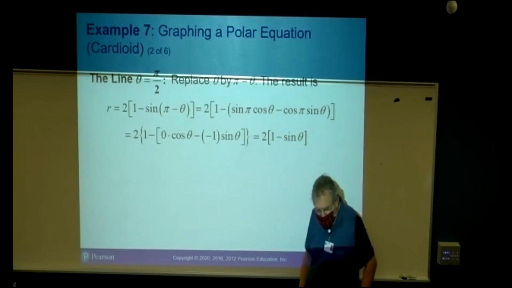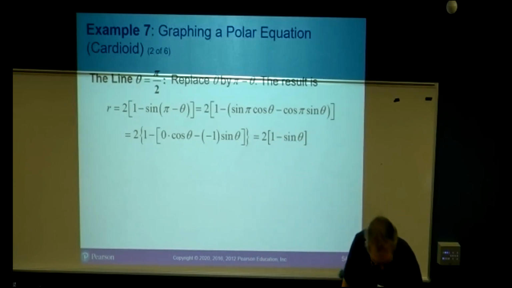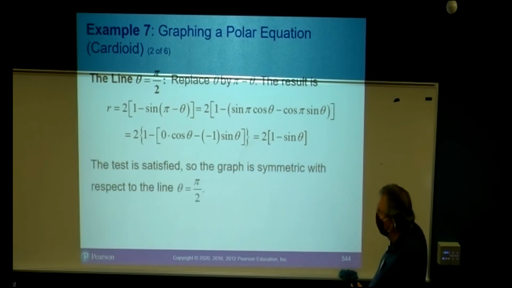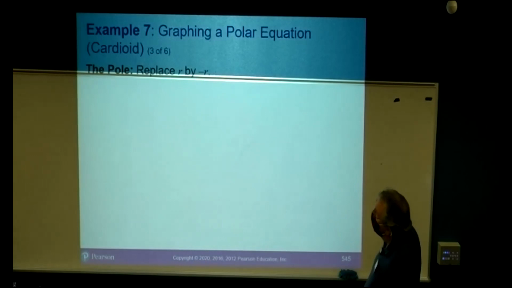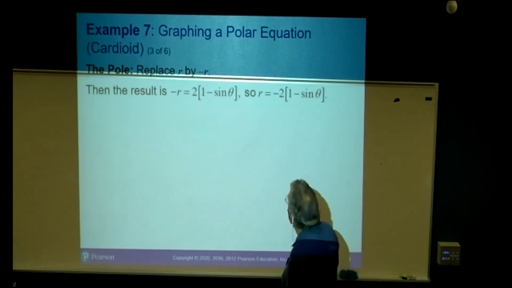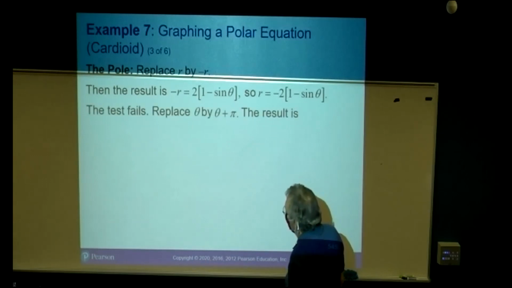Now here's the deal with these polar equations. They can be symmetric. They can have all of the symmetries. They can have all 3 of the symmetries. So we have to check for the other one by replacing r with -r. Which is not the same formula.